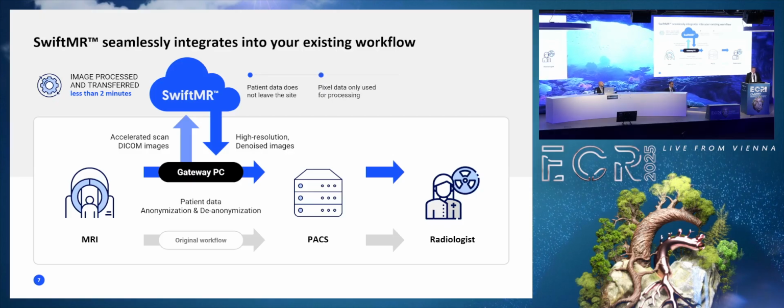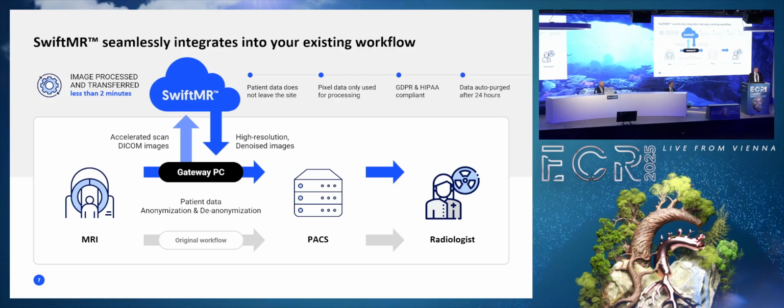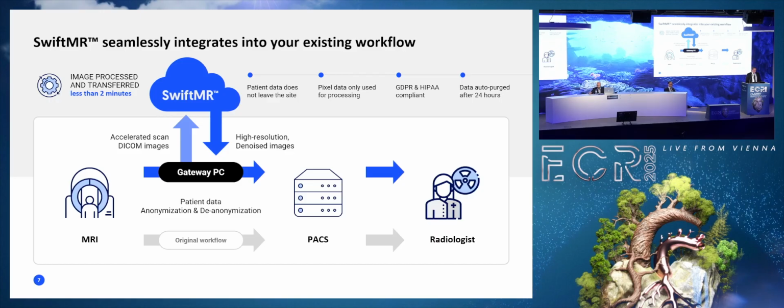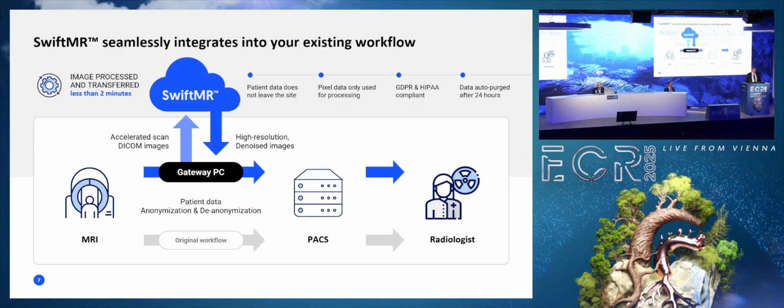There we take off the patient data, so the patient data never leaves the center. We have an anonymization before we bring it into the cloud. On the cloud, you have the processing of the pictures, bringing them back with high resolution and denoised images, having a de-anonymization and laid back into your PACS system. So at the end, it's just like having 2 nodes and a gateway PC. And with this, you will be able to enhance your MRI scanner and have better image quality.